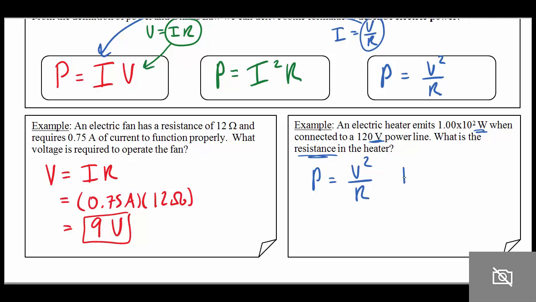And solving for resistance, I get this is equal to voltage squared divided by power, which is equal to 120 volts squared divided by 1 times 10 to the 2, or 100, which gives me a total answer of 144. And the units for resistance, again, are ohms.